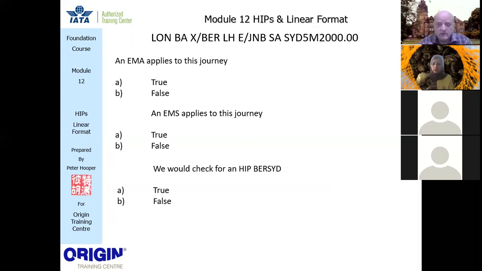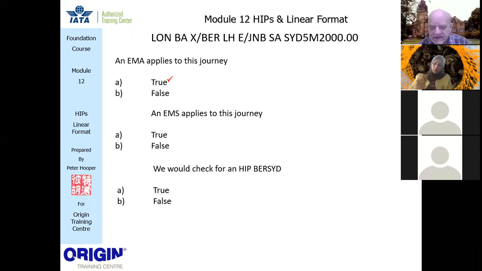Have a look at the top line. London, BA, X/E/ blah, blah, blah. Yes, true. Right, and EMA applies to this journey, true or false? True. E/J and B, so definitely true.